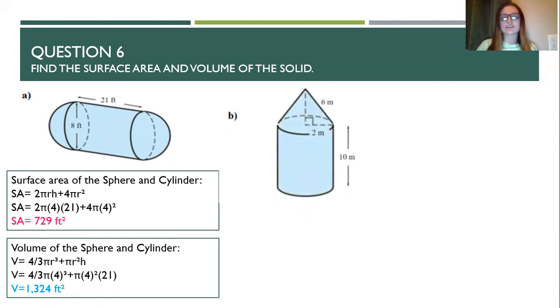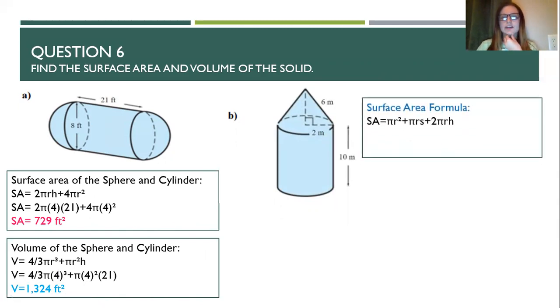And now we have this figure right here. And this formula is going to be a little bit different as we have added a new letter. And the S in this formula represents the slant, which is 6 meters, as you can see right here. So our formula is pi times the radius squared plus pi times radius times the slant plus 2 pi times the radius times the height.